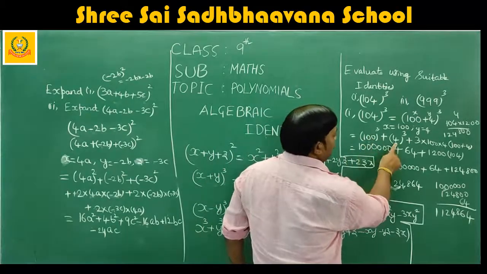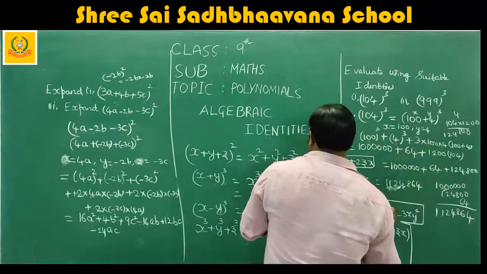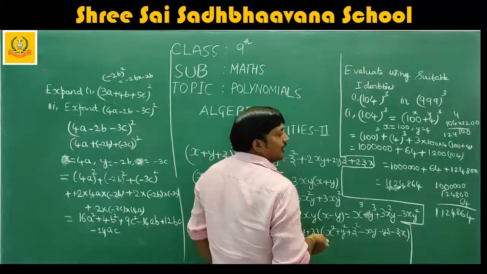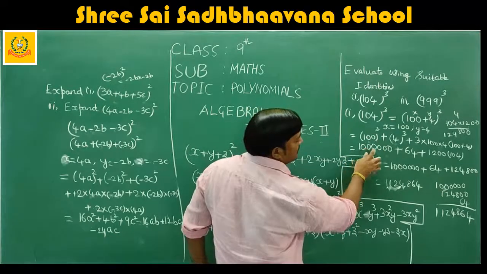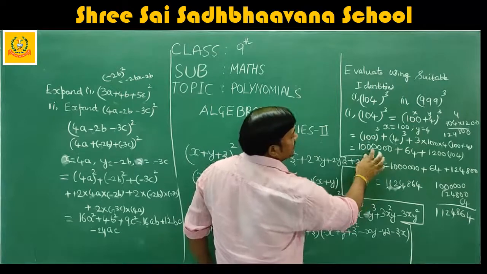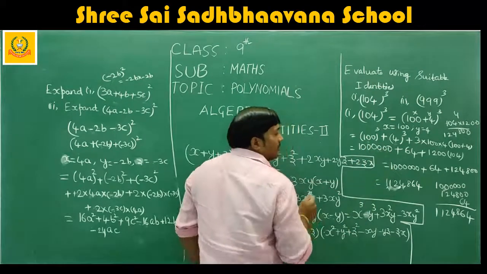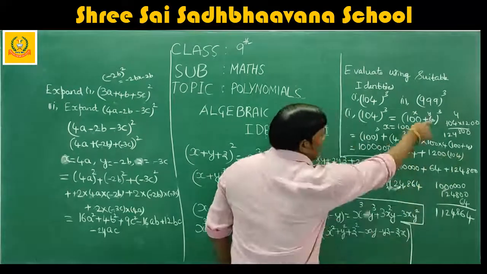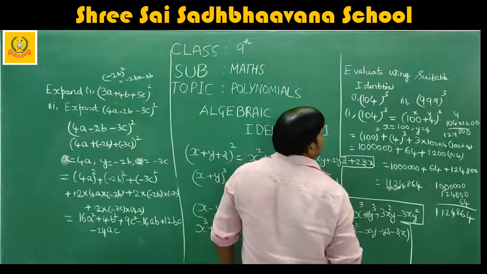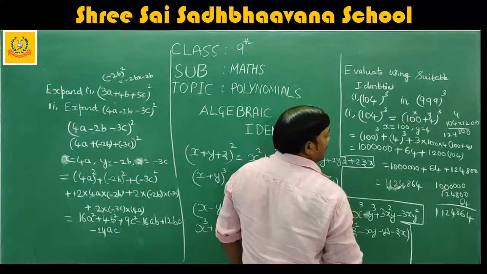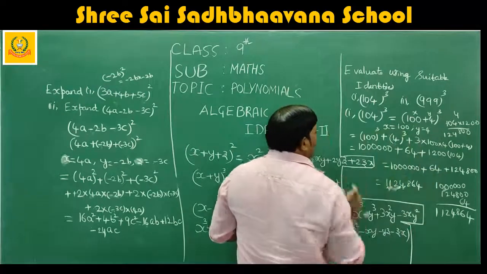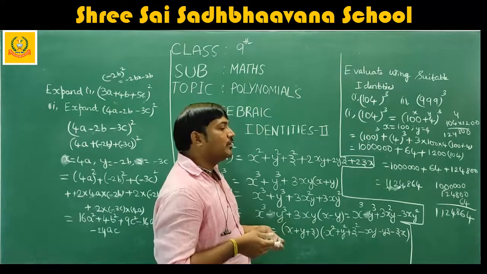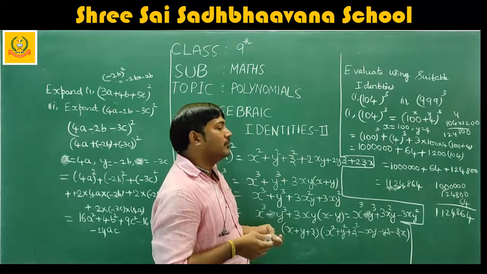100 cube, x cube plus y cube, 3 into x into y, so xy multiplied by (x plus y), 104, 100 plus 4. So 100 cube, which is just 2 zeros, cube means just add 2 more. Plus 4 cube is 64, plus 3 into 100 into 4, 1200 into 104. I multiplied 1200 into 104 and got 124,800. All these three terms you add, and you will get 1 crore, 12 lakh, 4,864. Got it?